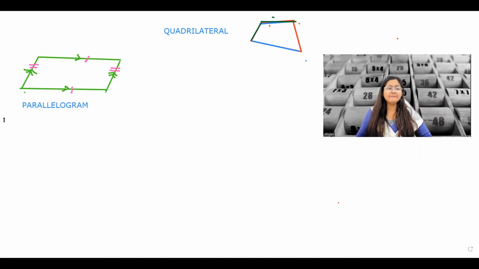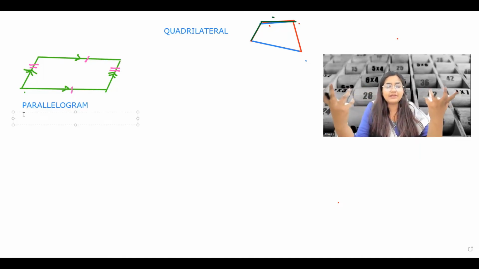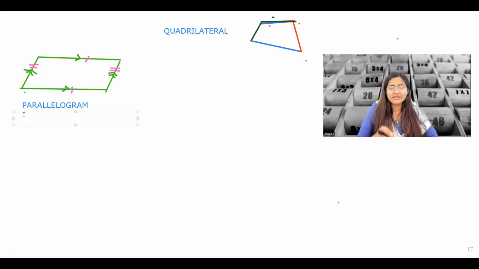What if I ask you, what is a parallelogram? How will you define a parallelogram? You can say a parallelogram is a quadrilateral in which opposite sides are parallel.